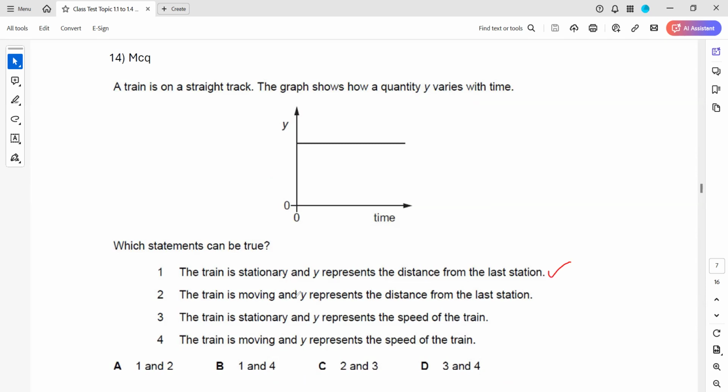A train is moving when y represents the distance from the last station. If it's a distance time graph and we have a horizontal line, it does not mean it's moving. It means that the object is stationary or at rest. So statement 2 is incorrect.